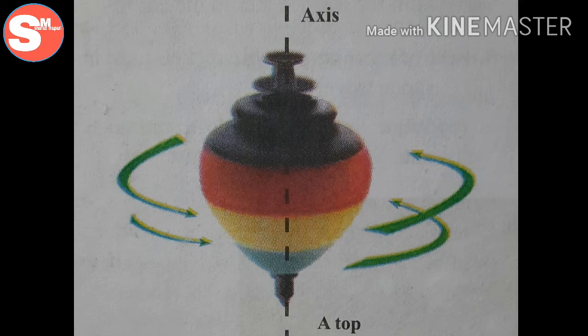Any object that turns around itself actually turns around a certain imaginary line. The turning of an object around itself is called rotation, and the imaginary line around which it rotates is called the axis of its rotation.